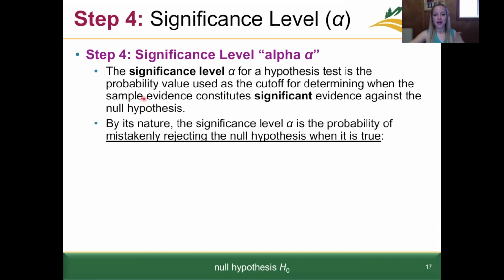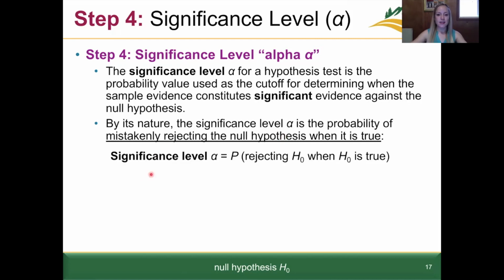By the nature of this alpha value, the significance level alpha is the probability of mistakenly rejecting the null hypothesis when the null hypothesis is true. What does that mean in notation we're used to seeing? Well, the significance level, alpha, is equal to the probability of rejecting the null hypothesis H0 when the null hypothesis H0 is true. Okay, so we'll talk about how to solve for alpha, but keep in mind this meaning here that alpha is really the probability of rejecting H0 when H0 is true.